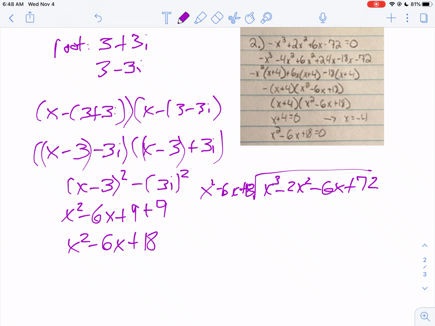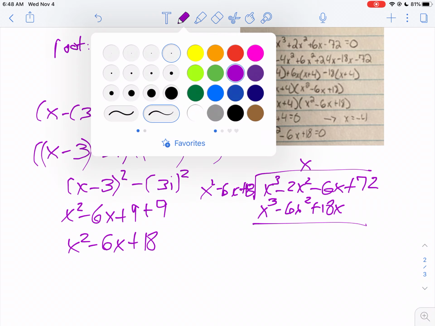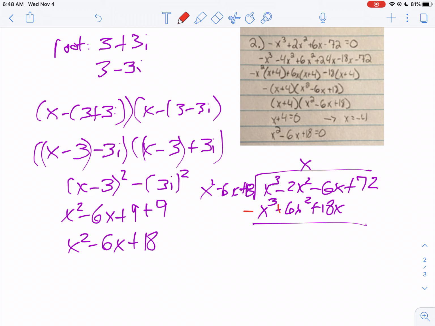Well, let me see here. x squared goes into x cubed x times. So we're going to get x cubed minus 6x squared plus 18x. Let's switch the signs. So negative 2x squared plus 6x squared is going to be positive 4x squared. Negative 18x minus 6x is negative 24x plus 72. Bring down the 72.